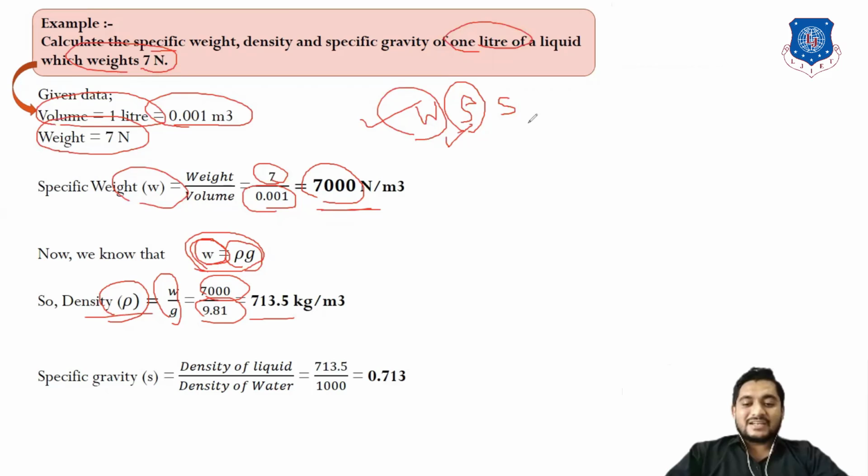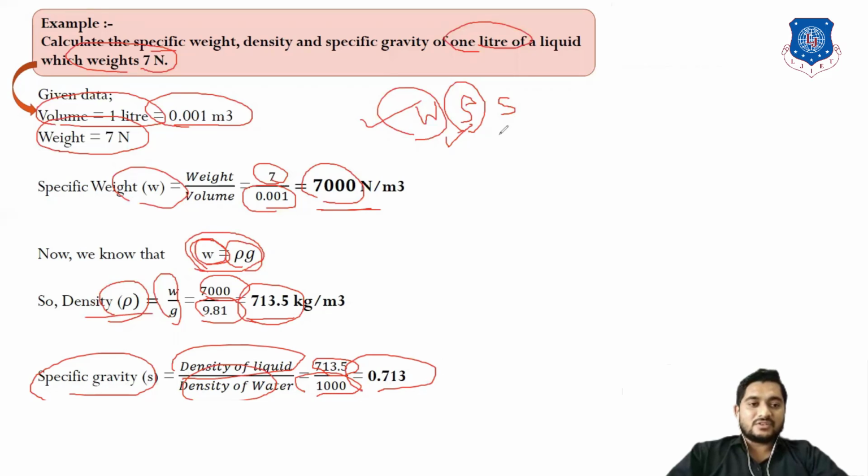Last one is relative density, or we can say specific gravity. Here for liquid, specific gravity s is equal to density of liquid divided by density of water. Density of liquid we have already found, 713.5, and density of water we have to remember, 1000. So relative density or specific gravity s is equal to 0.713. Clear students? So we have to use basic formulas only for these calculations. Remember? Okay.